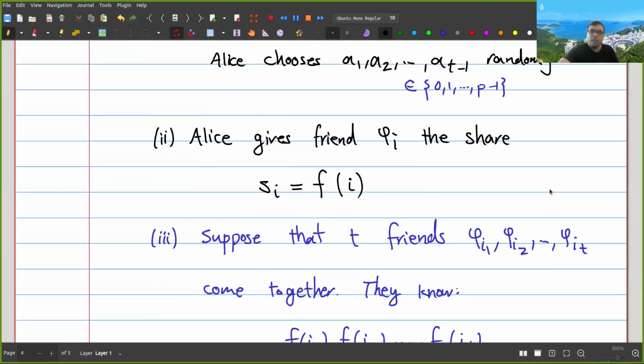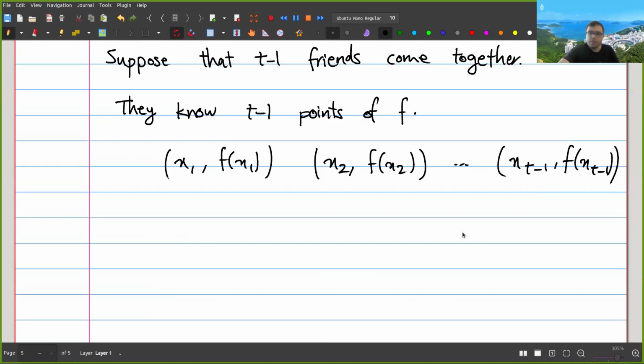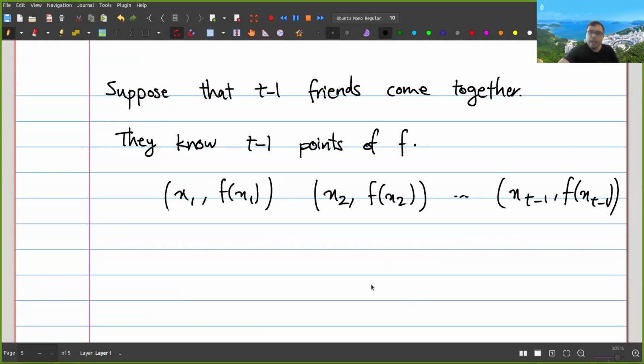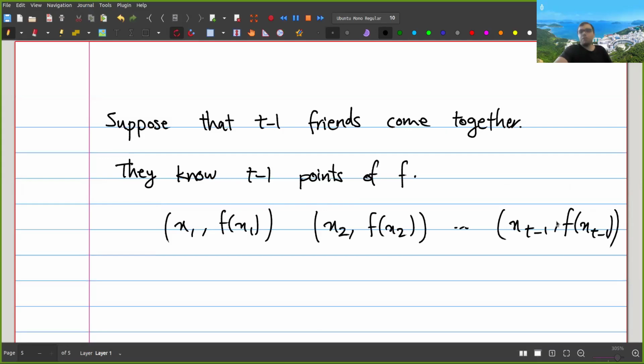Right? Because my polynomial is also of degree t minus 1, I actually need t points to uniquely determine a polynomial. So there is not a unique polynomial that goes through these points. There are actually many polynomials that go through these points. Okay, but this would just suggest that maybe they cannot find my secret, but I want to prove something stronger. I want to say they cannot find any information about my secret.